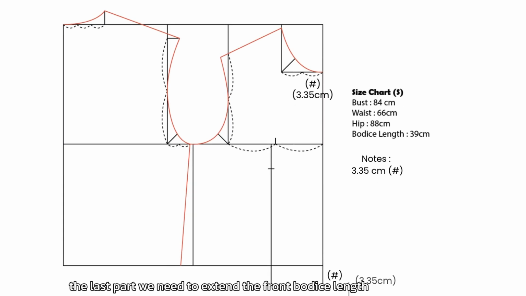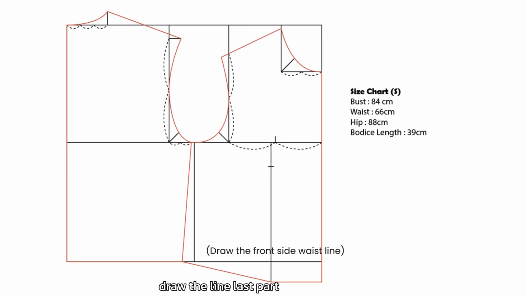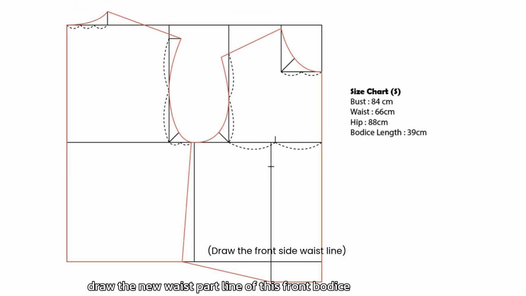The last part, we need to extend the front bodice length for this pattern. Use the front neckline width measurement divided by half, which is around 3.35 centimeters, and extend the length 3.35 centimeters down at the front center side. Draw the line. Last part, draw the new waist line of this front bodice. Just follow the illustration and clean all the helping lines, and the basic bodice pattern is ready to use.